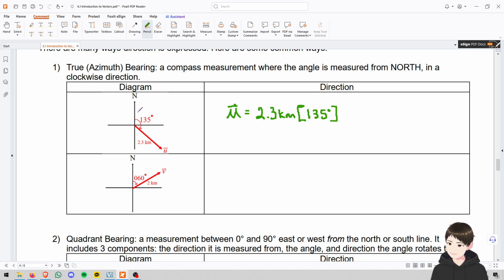And please note, it has to be clockwise. Like if I had a vector here, I can't do this. It has to be clockwise. Okay? That's why we say 135.